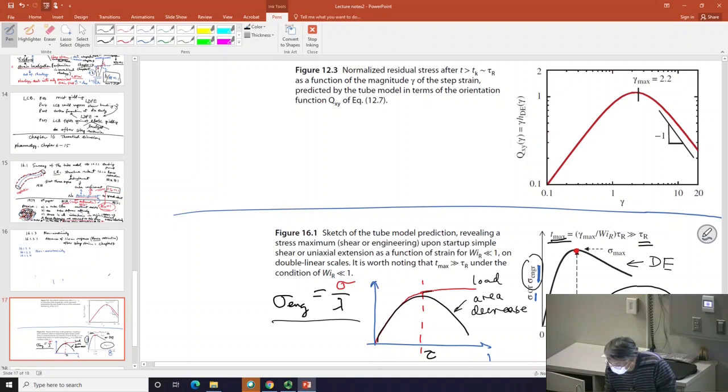That's the whole point. The stress can no longer grow because you already reach a steady state orientation. So you can no longer have your stress growing, meanwhile your area is shrinking. So of course your total force, remember, engineering stress is about the total force, so of course your total force will start to drop.